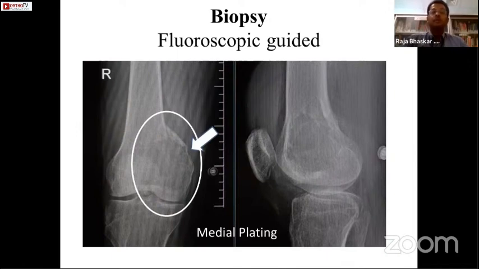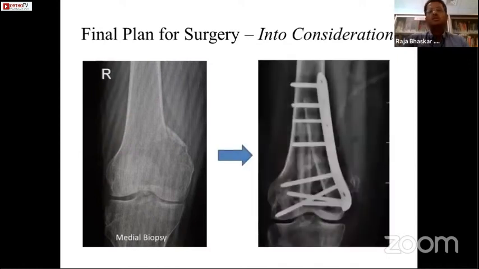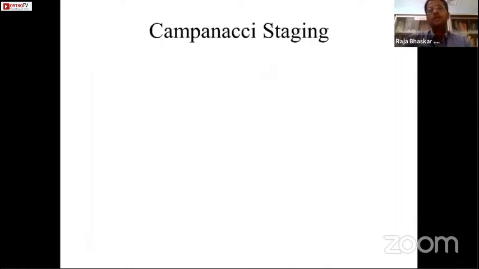So the entire biopsy planning has to be done with your further surgery in mind, because giant cell tumor is a benign spectrum with an aggressive lesion. So you need to plan your biopsy based on the further surgical plan, and as I said, the final surgery plan. So in this case, we planned finally for a medial plating with allografts after extended curettage. So we went in medial, and so a medial biopsy was done here.